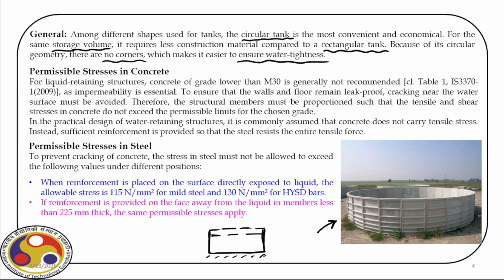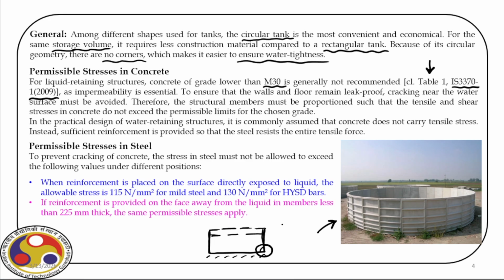Now for liquid storage tank, recall we use this code, and the table 1 of this code which we used in our previous week, it says that the grade of concrete should be M30. So at least we should use this grade for the design of storage tank, right? Now, when we design these type of tanks, we have to ensure that at this region there is no leakage.